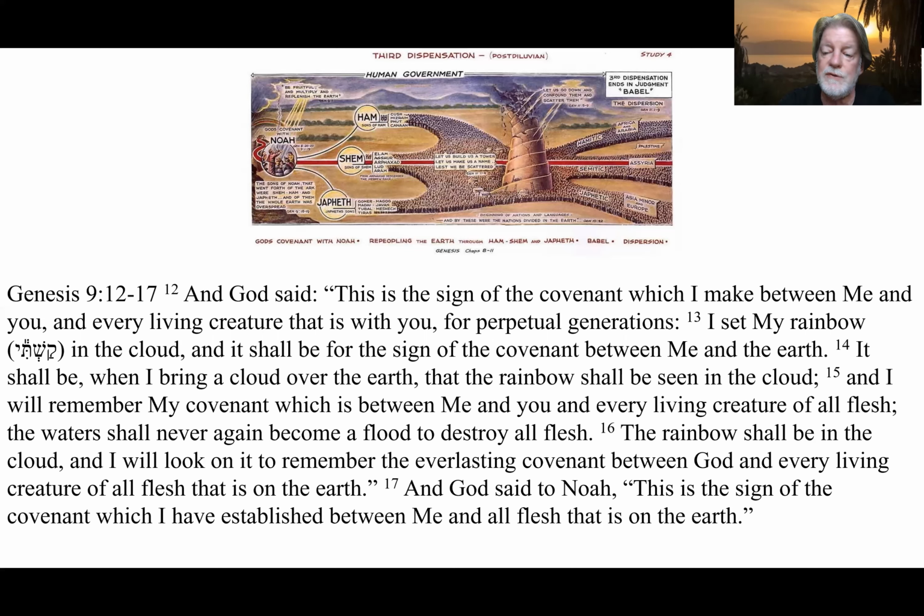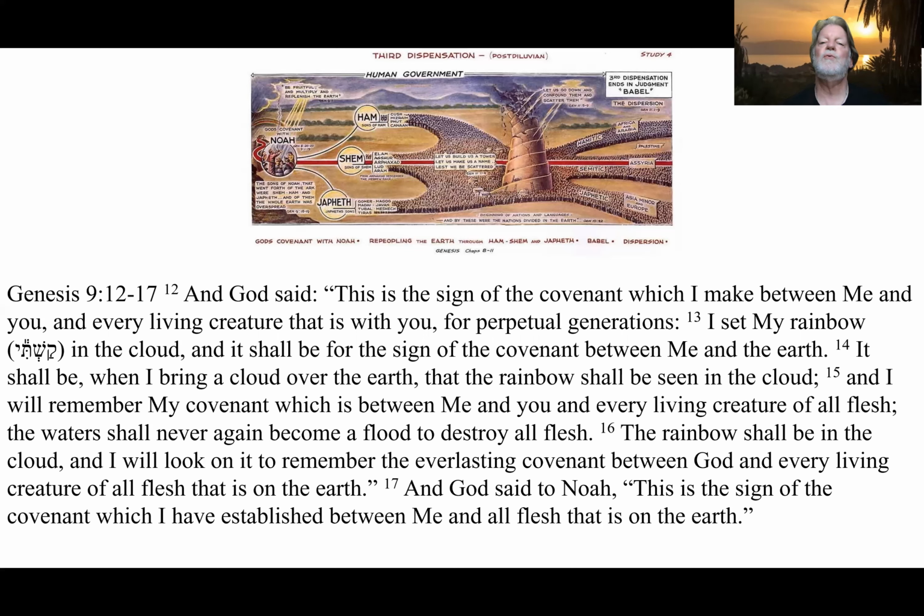And God said to Noah, this is the sign of the covenant that I've established between me and all flesh that is on the earth. So the sign of the covenant is the rainbow. The Hebrew word is kashat. That's the word for a bow and arrow. What it actually means is a curved thing. So the rainbow is curved. When it rains and we see the rainbow in the clouds, it's curved. It looks kind of like an archer's bow. That's the word in Hebrew for the sign of the covenant.